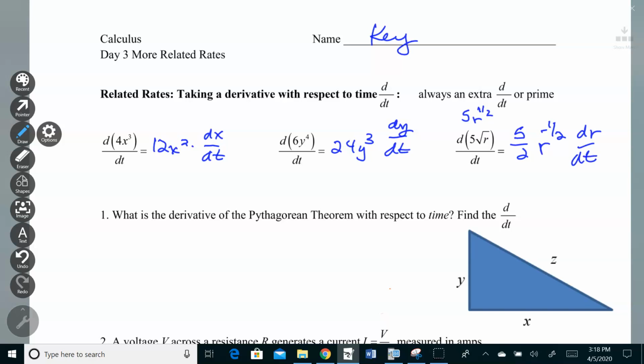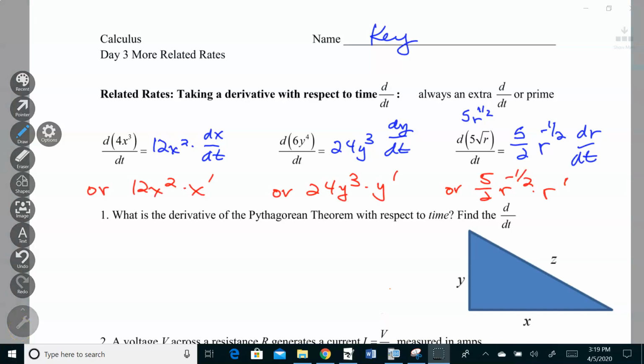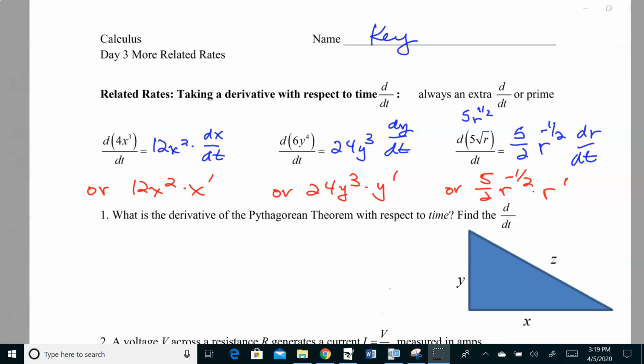We could also write it using primes instead of dx over dt. I'm going to pause it and I'll show you in a second. And as you can see, I've used x prime, y prime, and r prime instead of dx over dt. I don't care which way you do it. I think maybe today I'm going to work more with the x primes instead of the dx over dt, but either way is acceptable.